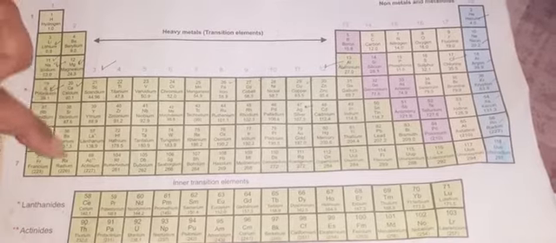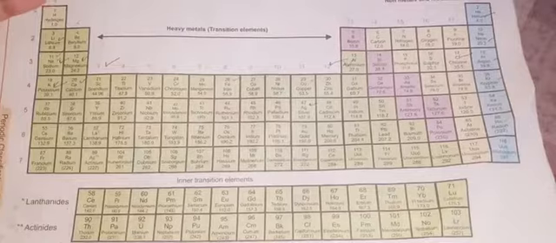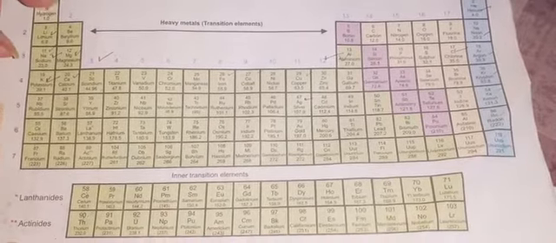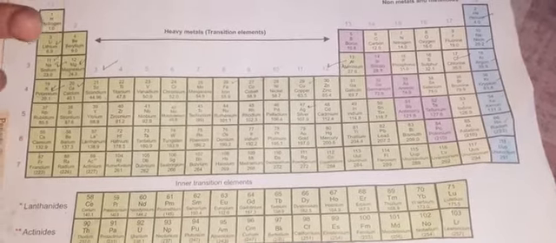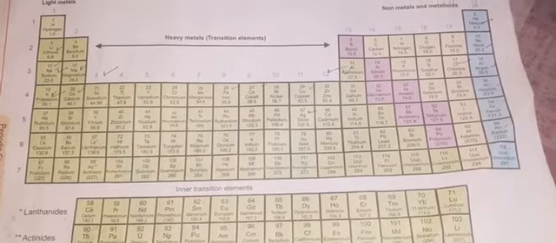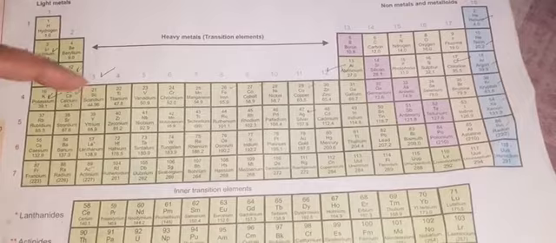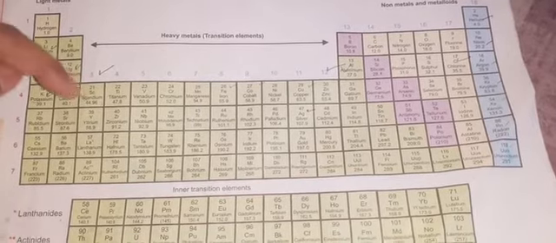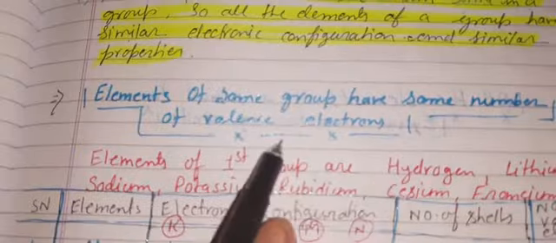And the reason is that, as you have seen, the valency is the same, the valence electrons in the outermost orbit are the same. Like in this group, if you check with the electronic configuration, I will teach you the method of writing electronic configuration to know how many electrons are in the outermost orbit. Here you will see that all elements of this group have 3 electrons in their outermost orbit. That's why we are saying that elements of the same group have the same number of valence electrons.